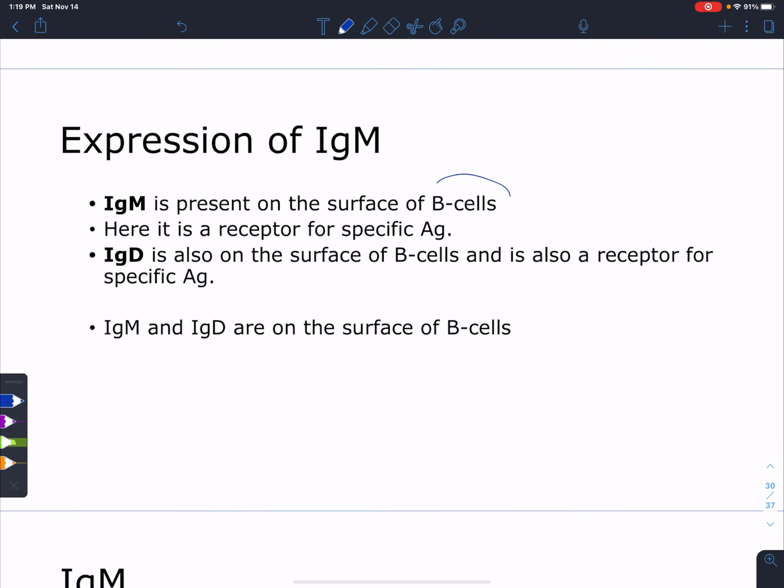It is on the surface of B cells. Let's see, what did I want to make sure we remembered on here? IgD is too, but these two are on your B cells. Okay, so this is where you have your B cell. And we did see some pictures of this.